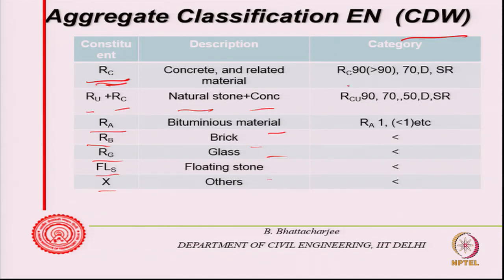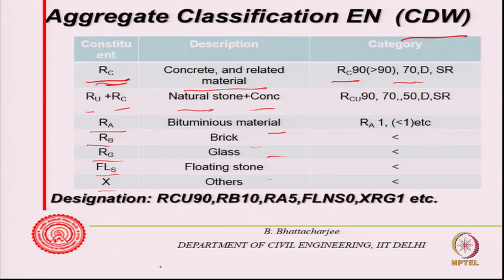So for this, they have RC 90. This means that concrete and such materials will be more than 90%. RC 70 means that this will be more than 70%. RC 90D, D would stand for demolition, right? So this kind of classification is there. Similarly, for bituminous material, RA less than 1% of bituminous material and so on.